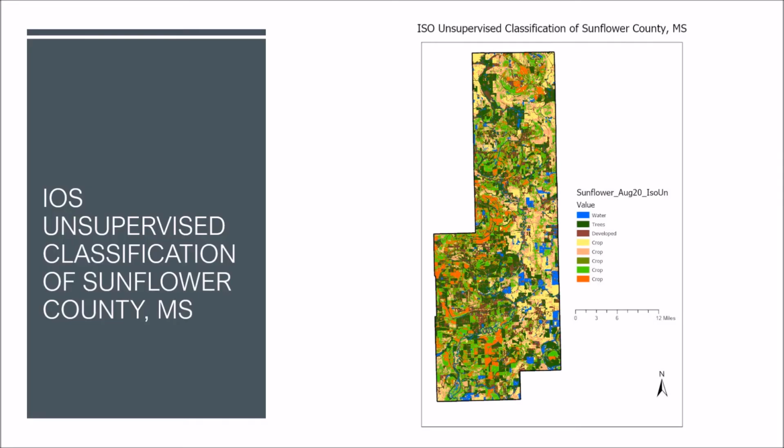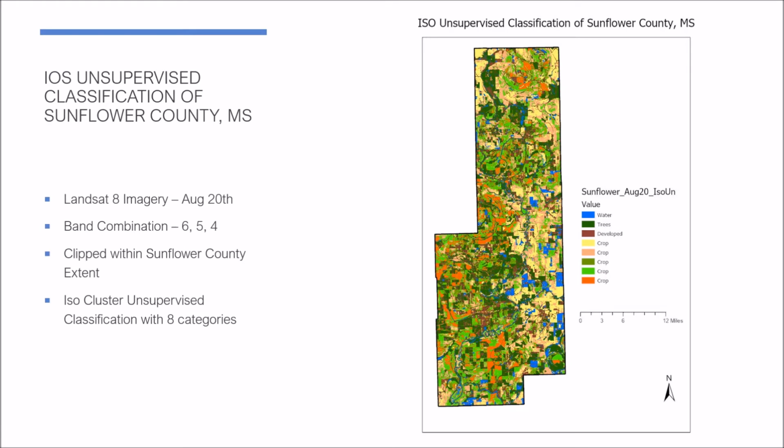The first map product we'll be looking at in my study was an unsupervised classification of Sunflower County. Using Landsat 8 imagery from August 20th, the band combination 654 for vegetation analysis, I ran an ISO cluster classification with 8 categories and quickly found that certain features were easier to discern than others.